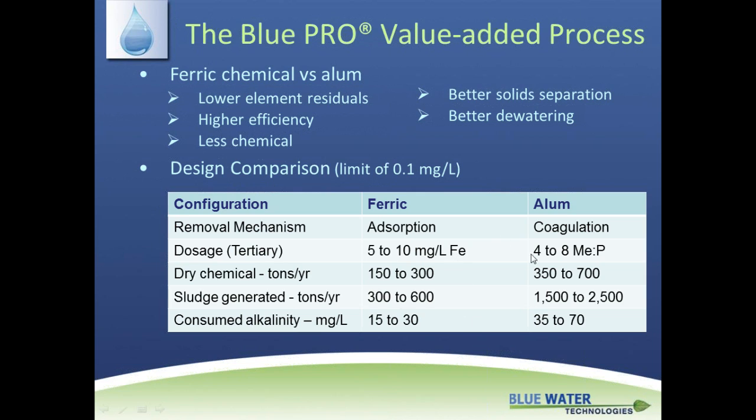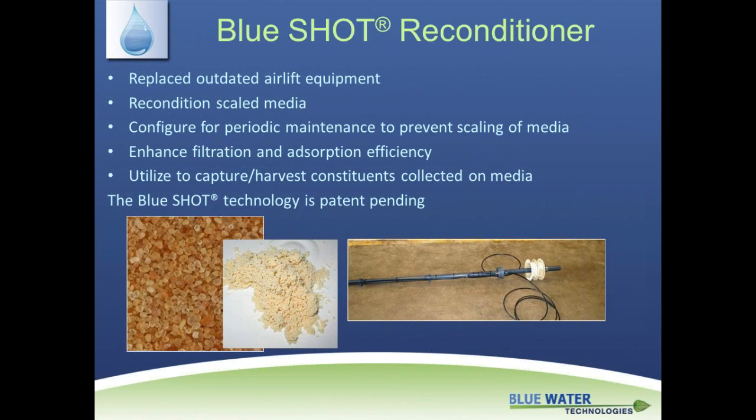Here's a design comparison just between a ferric-based or aluminum-based chemistry using a coagulation filtration technology versus an adsorptive technology. The usage rates as far as dry chemical are hugely different, as well as the sludge generated and the alkalinity consumed throughout the process, pH variations, etc. So ferric-based chemistry is a key to the Blue Pro process.